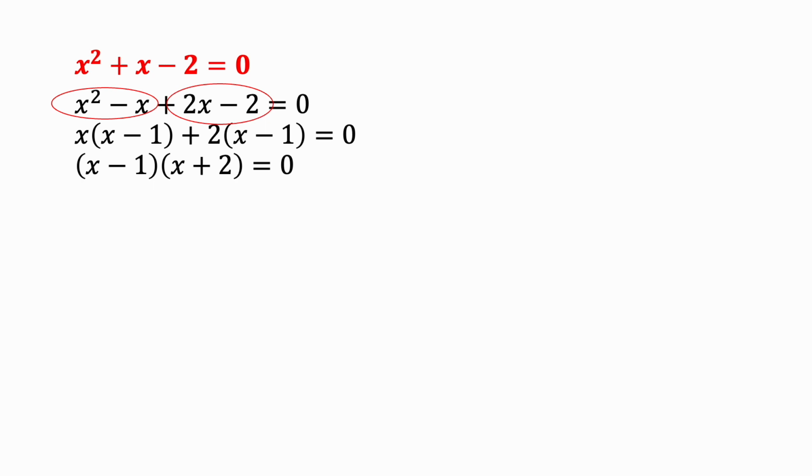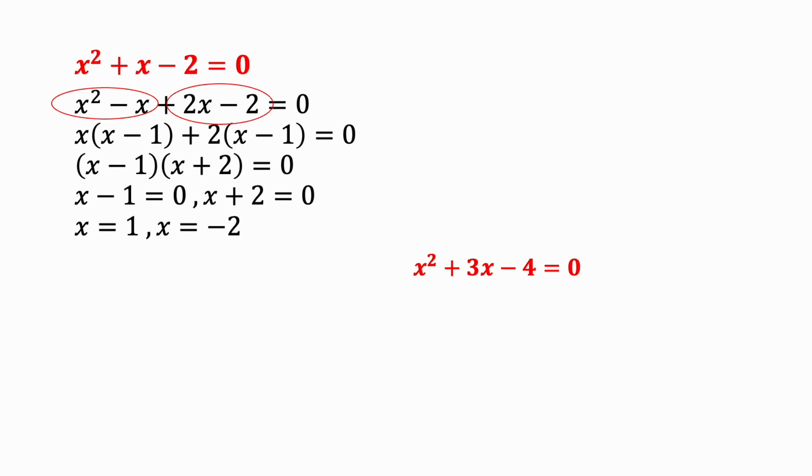Now, if you were to multiply x minus 1 times x plus 2, you would end up with our original equation, which is x squared plus x minus 2. So let's solve this equation for x. We end up with x minus 1 equals 0 and x plus 2 equals 0. So therefore, x is equal to 1 and x is equal to minus 2.